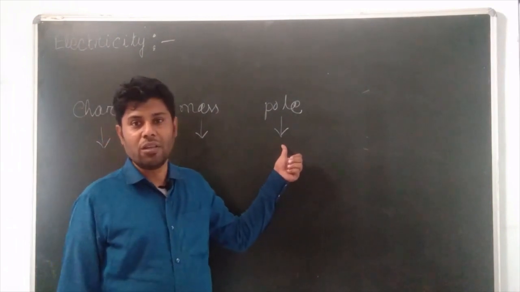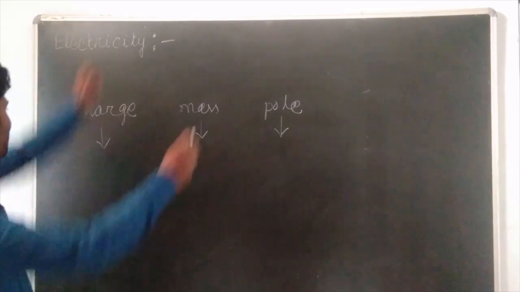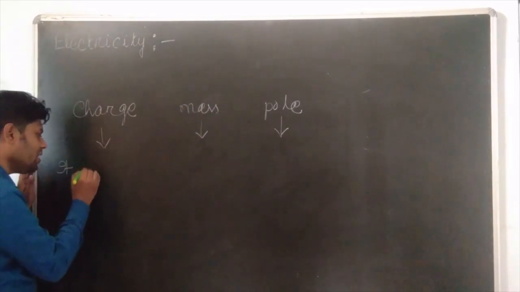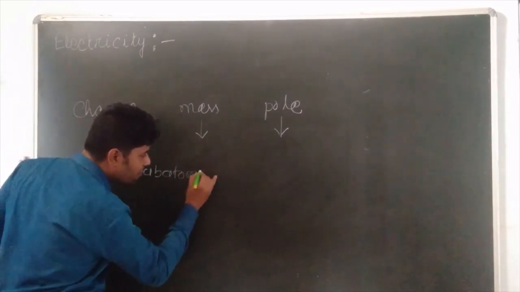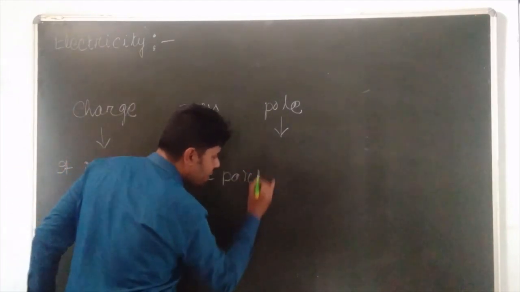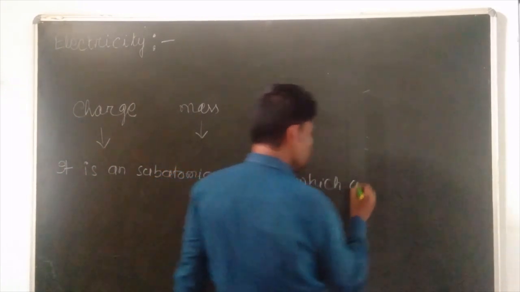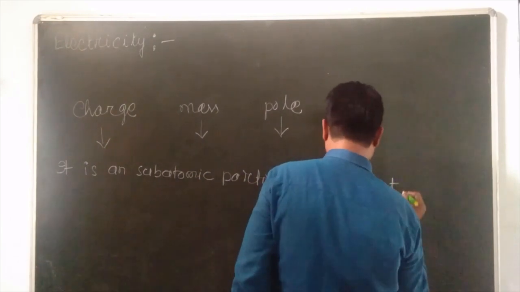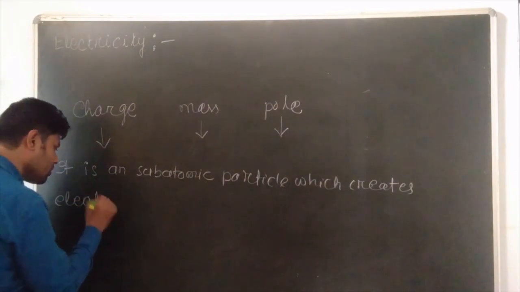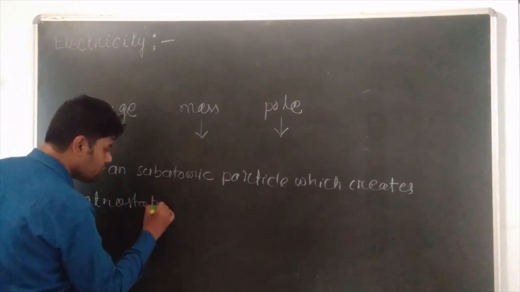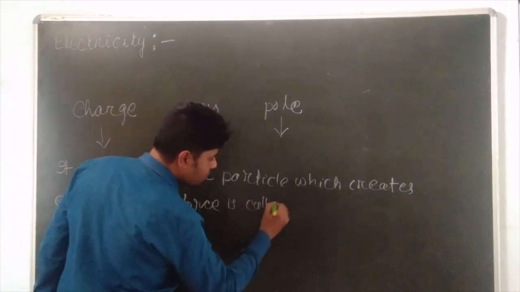And what is pole? It creates the magnetic force. And what is the charge? It creates the electrostatic force. It is a subatomic particle which creates electrostatic force. That is called charge.